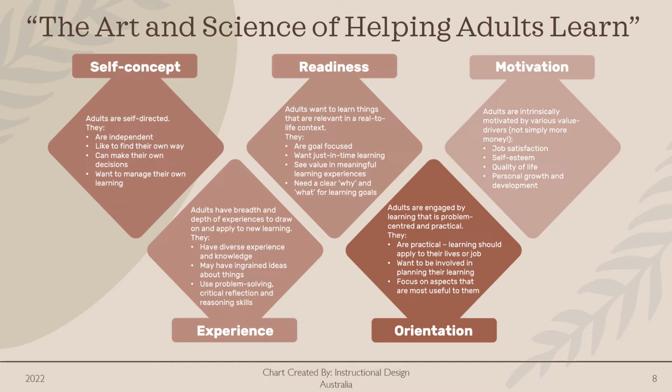For self-concept, adults are self-directed, they're goal-oriented. For readiness, adults want to learn things that are relevant to them in a real life context. They want to be ready for what society throws at them. Motivation, they're motivated by different values that fit their needs. Again, like jobs or for their children, life, travel, and so on.